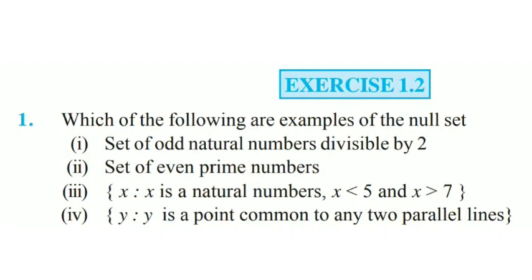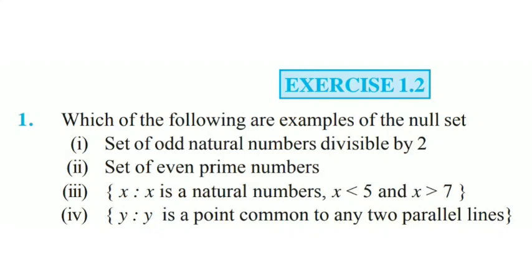The third one is the set of all x such that x is a natural number, x less than 5 and x greater than 7. x is less than 5 and greater than 7, so it is not possible. There is no number which simultaneously satisfies the condition of being less than 5 and greater than 7. So the set contains no elements, and clearly it is an example of a null set.